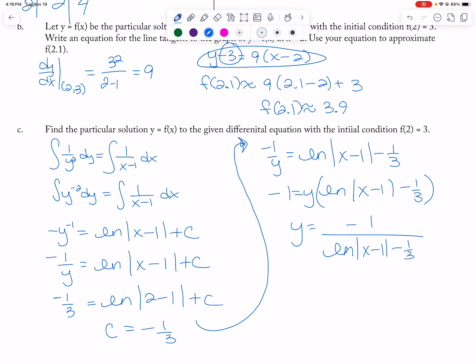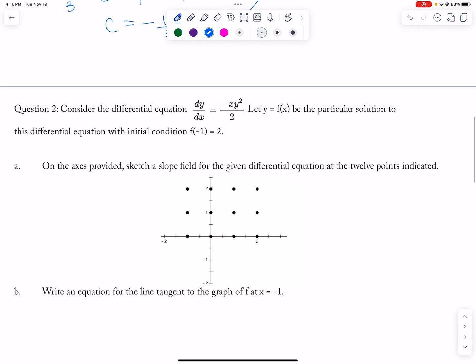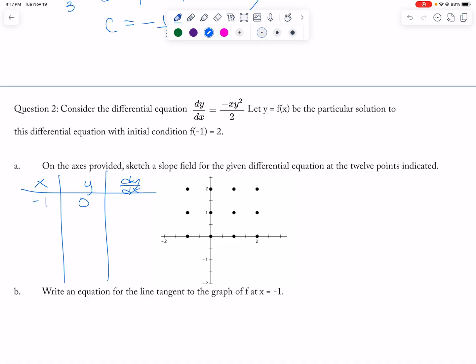Okay, so now we do the next one. And I've got to sketch a slope field again. So I would do my grid x, y, dy/dx. And then if I do negative 1, 0, that's going to give me 0. 0, 0 will give me 0. 1, 0 will give me 0. And 2, 0 will also give me 0. So all of these are 0.